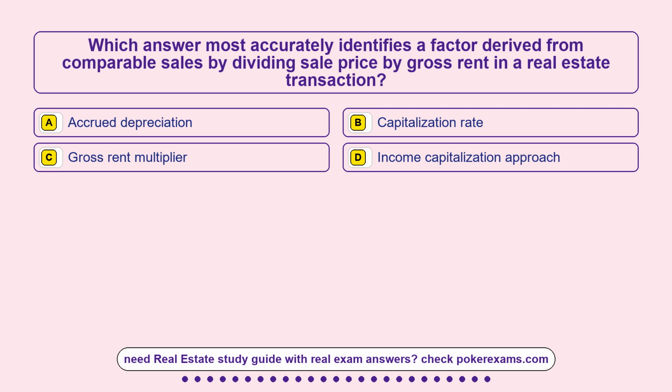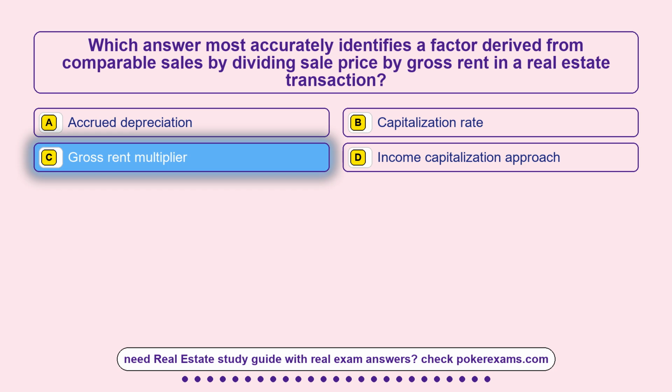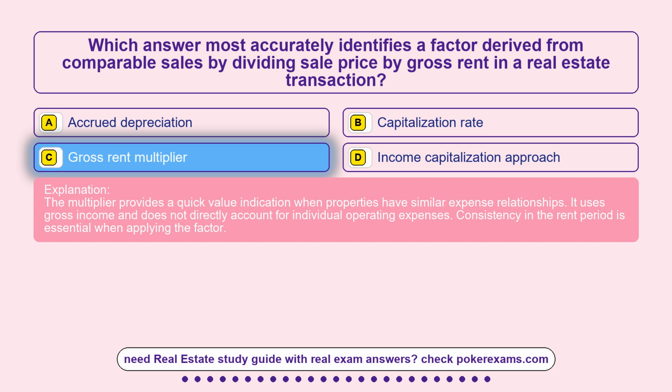Question 16. Which answer most accurately identifies a factor derived from comparable sales by dividing sale price by gross rent in a real estate transaction? Option A, the accrued depreciation. Option B, capitalization rate. Option C, gross rent multiplier. Option D, income capitalization approach. The correct answer is option C, gross rent multiplier. The multiplier provides a quick value indication when properties have similar expense relationships. It uses gross income and does not directly account for individual operating expenses. Consistency in the rent period is essential when applying the factor.